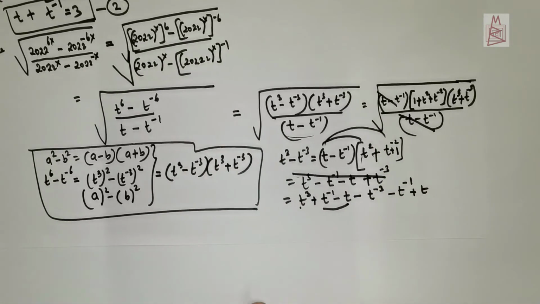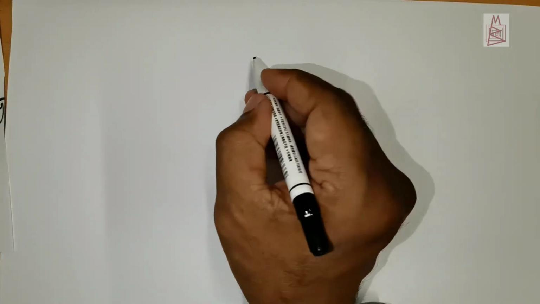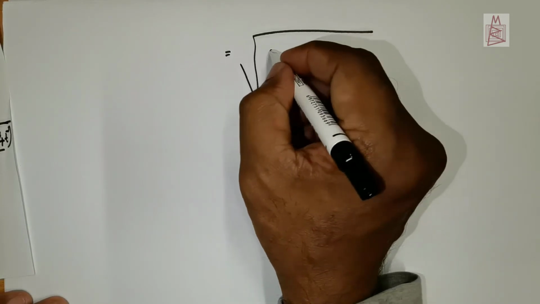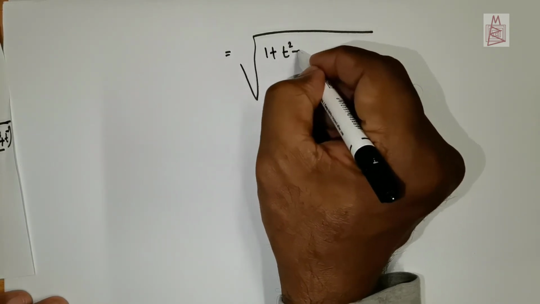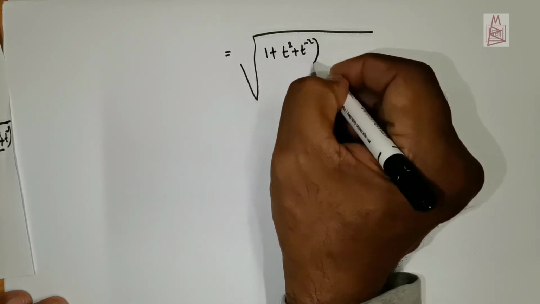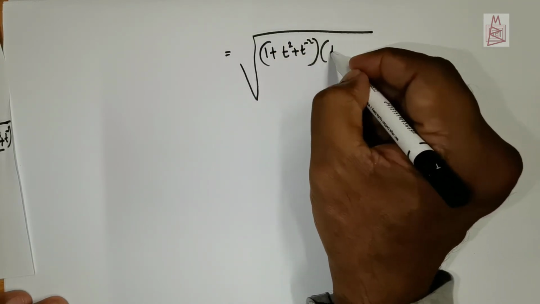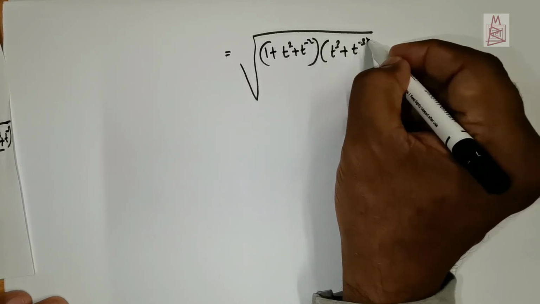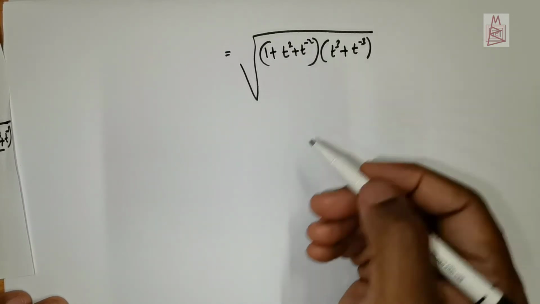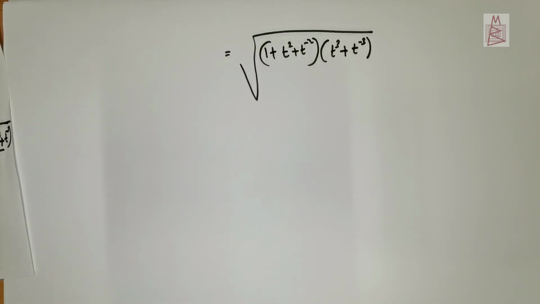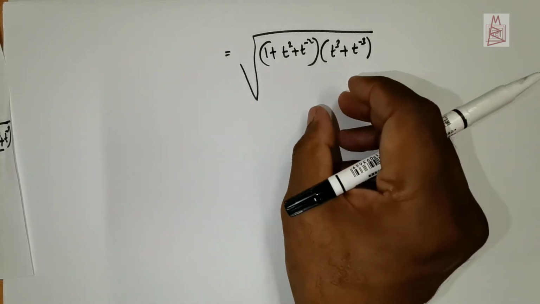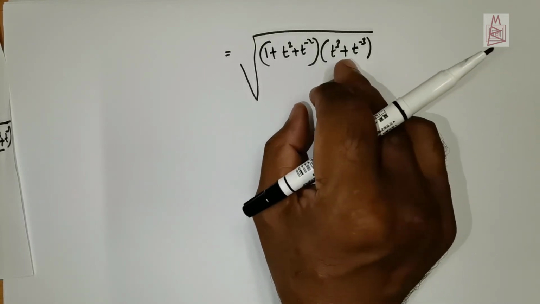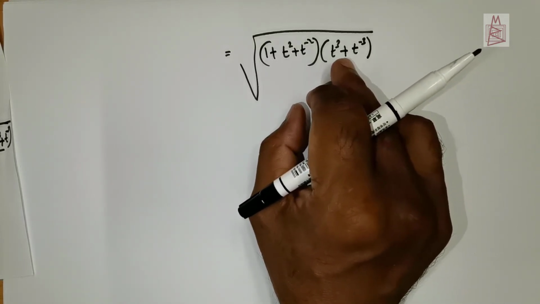So now what is left? Now I have got, I'm changing the page, I have got root of 1 plus t squared plus t power minus 2. I've got that. And then I've got t cubed plus t power minus 3. So this is what I've got. And of course the denominator has already vanished. So now the question is, how are we going to simplify this and rewrite it?